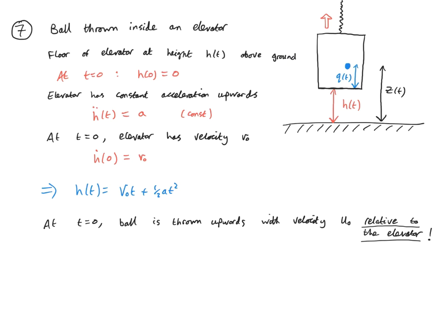So clearly from the diagram we have that z of t is equal to q of t plus h of t. The height of the ball above the ground is equal to the height of the ball above the floor of the elevator plus the height of the elevator above the ground. And here we already wrote down h of t explicitly because we knew that the elevator is accelerating with a constant acceleration a with initial velocity v0. Okay, so the challenge now is to really work out the trajectory of the ball. How do we do that?